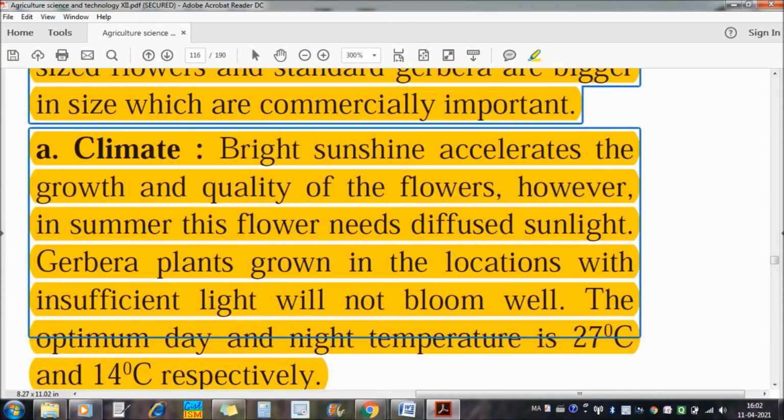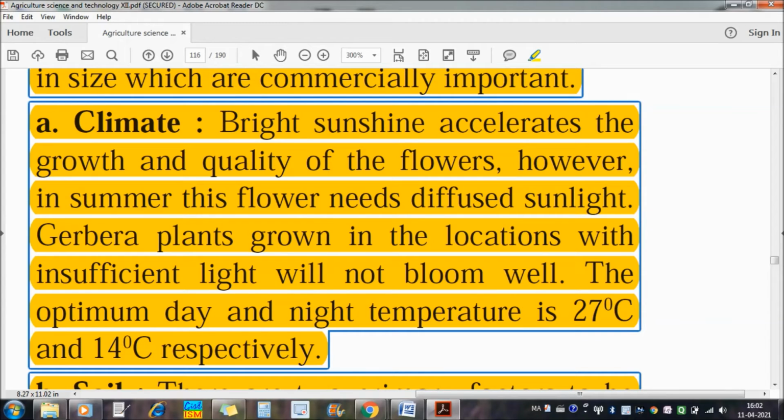Now, climate in the greenhouse. If there is bright sunshine, then there is good growth of flowers, and the quality of flowers is also good in that condition. So sufficient light is also required. We have just studied that the optimum day and night temperatures are 27 and 14 degrees centigrade respectively. The day temperature should be 27, and the night should be 15 degrees centigrade. This is the lowest limit.